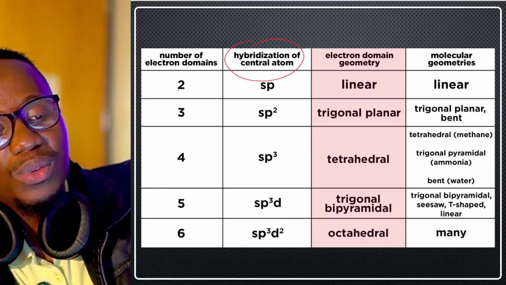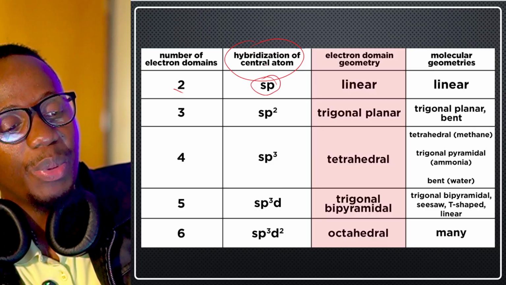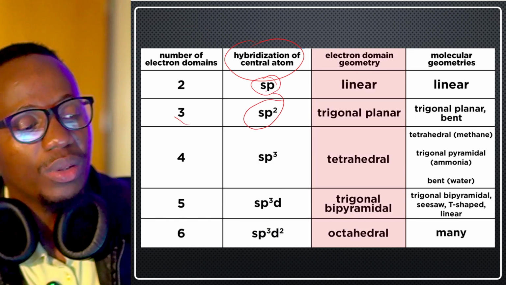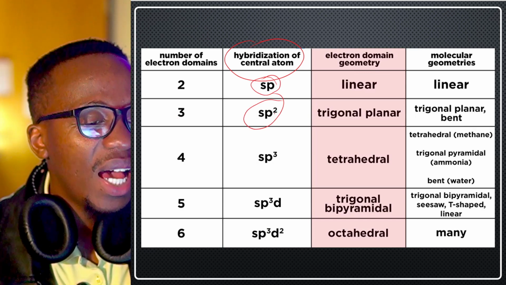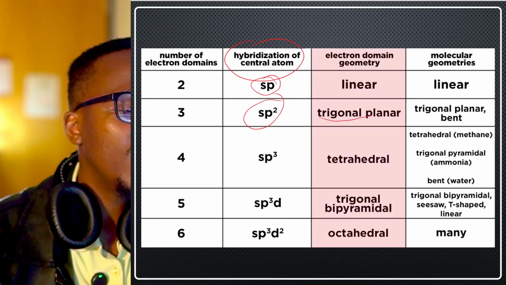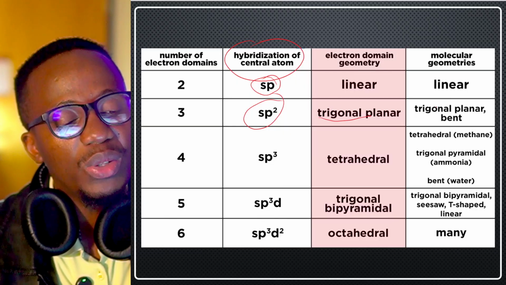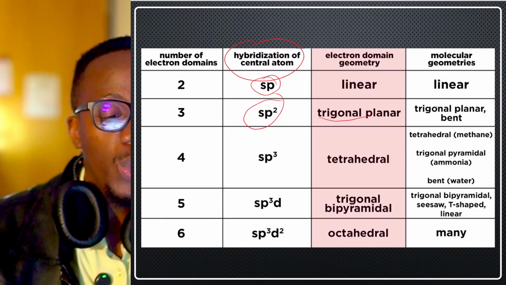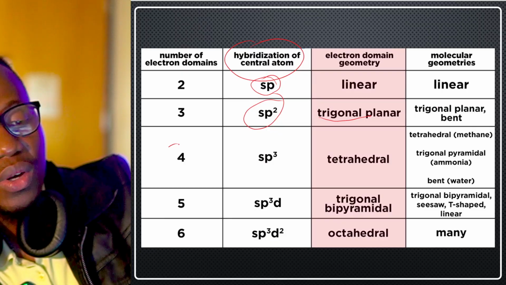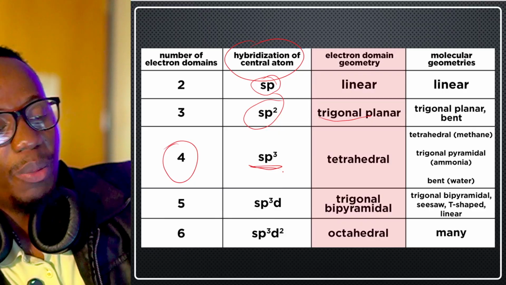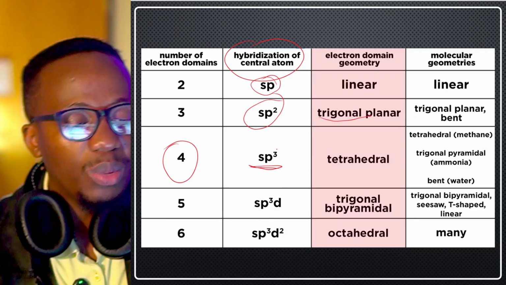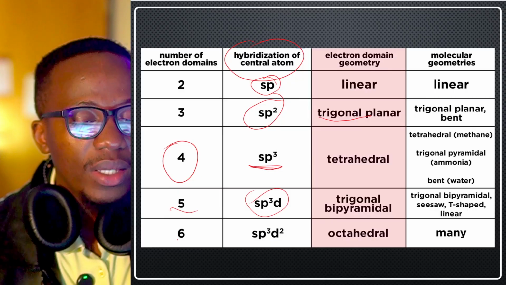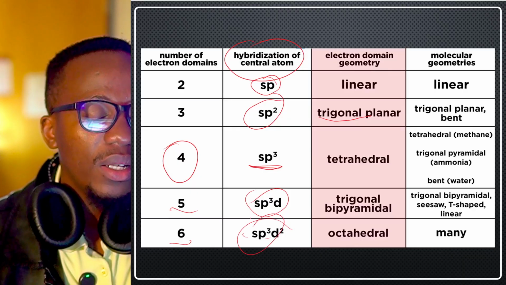So if you have two things bound to the central atom, it's sp orbital. If it's three things bound to the central atom, sp2 orbital. And you'll see how it's also similar to the electron geometry and molecular geometry, because it's all connected, of course. But I want you to really realize this, right? So four things bound to the central atom, sp3 orbital. But if you remember, after sp3, what do we get? It's d. So five things, sp3d, six things, sp3d2, right?